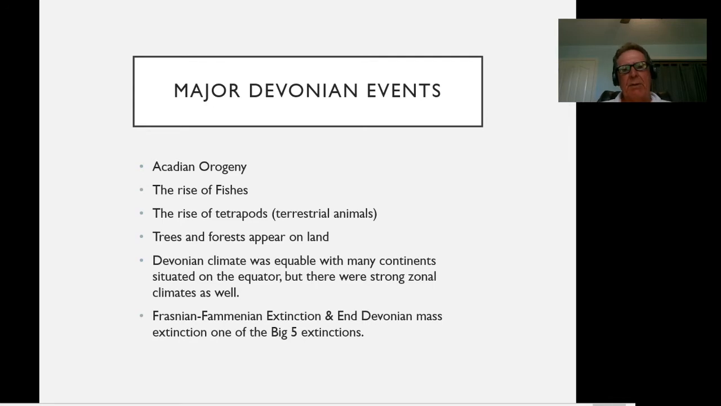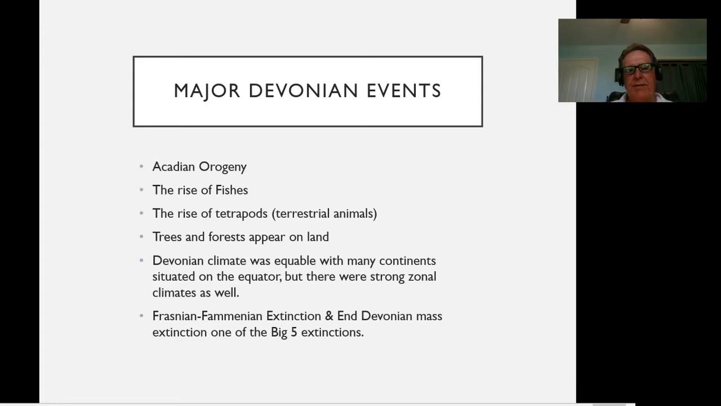The Devonian climate was equable, with many of the continents situated on the equator, but there were strong zonal climates as well. What does that mean? That just means the Devonian climate was typical of what we see today. We have climatic zones on Earth today, and Devonian climatic zones are probably similar.